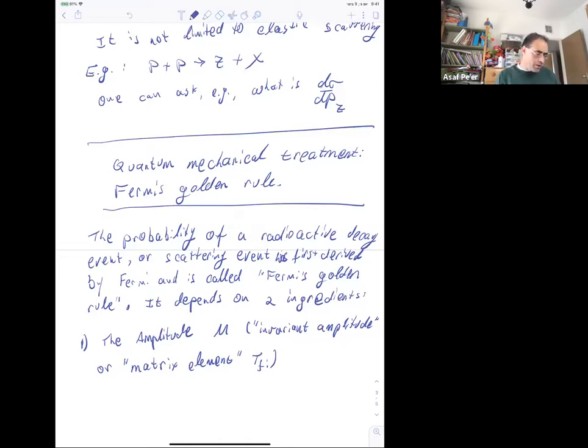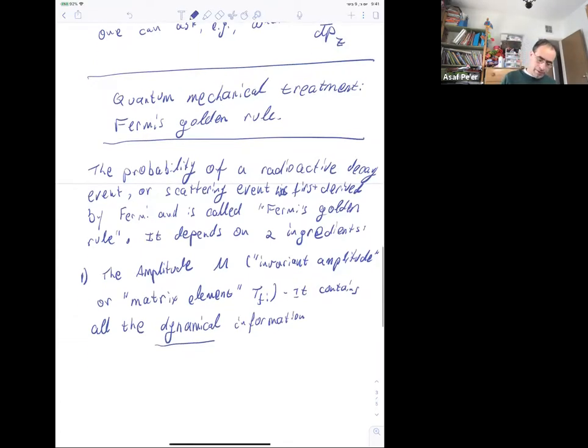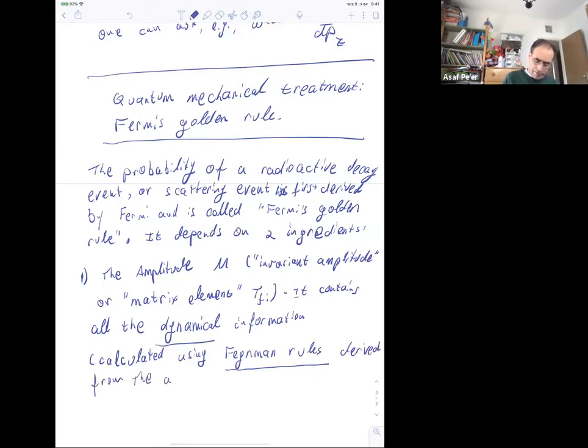So the amplitude M contains all the dynamical information, right? I'll show you how to calculate it using the relevant Feynman rules, which are derived from the appropriate Feynman diagrams.